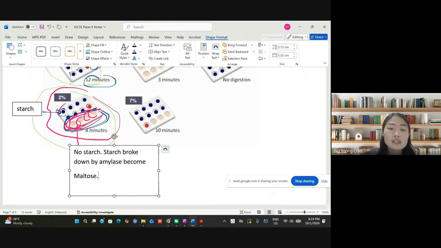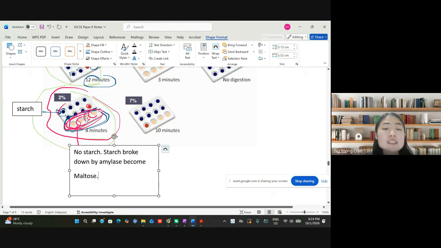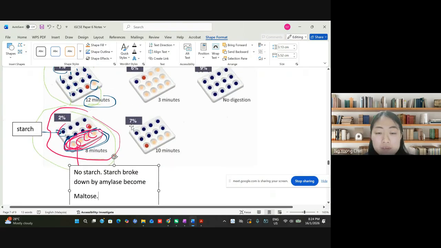Okay, so that's why this area, this red circle area, consists of maltose only, no starch at all. So when the iodine contacts this area, it will remain its yellow-brown color. It will not change color because there's no starch. All the starch has become maltose. So when the iodine gets in contact with maltose, it will just remain in its original color, which is yellow-brown. You get me?